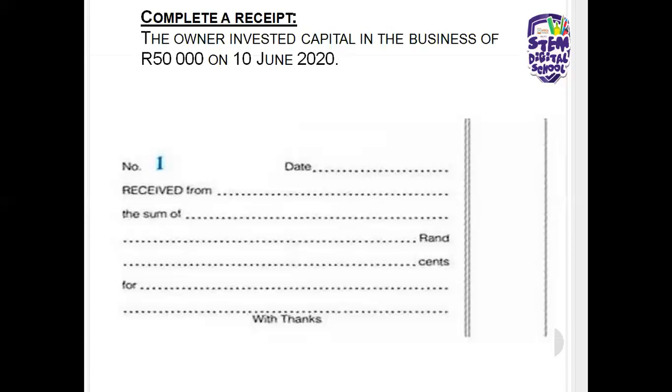So again, see the important detail that is necessary to complete a receipt. The date, from whom you received it, the amount in figures and in words, for what it was, like in this case for capital, and then the person writing out the receipt must sign, normally there where it says with thanks.